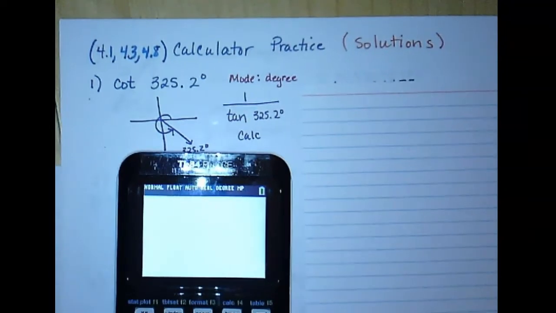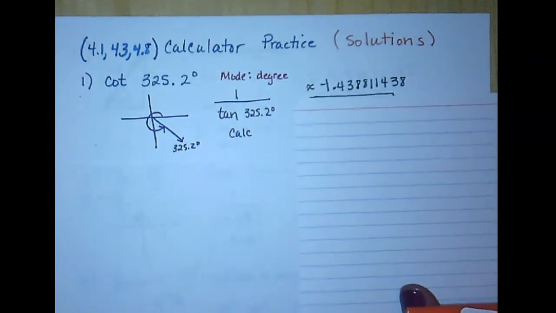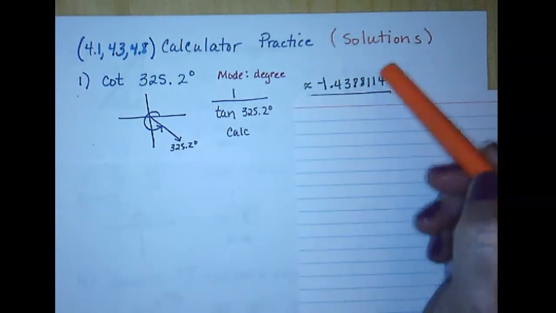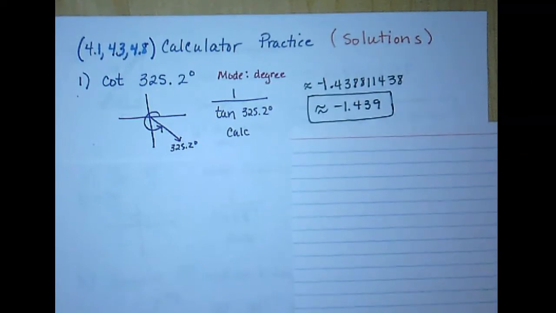So when I do that on the calculator, I'm just going to do alpha y equals. I'm going to get my fraction. I'm going to put 1 over, and then I'm going to press the tangent button, 325.2. I already have my calculator in degree mode. I hit enter, and it gives me this decimal. Okay, so this decimal is right here. That's the full length of my calculator. When I go to 3 decimal places, that means I'm rounding right here to this 8, and the 8 behind it is bigger, so I add 1 to that, and my final answer is going to be approximately negative 1.439.